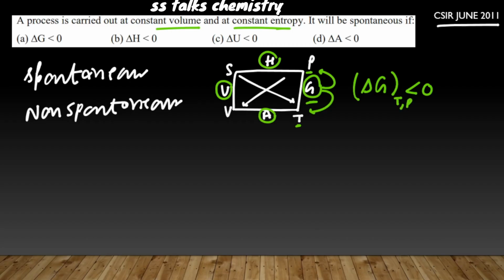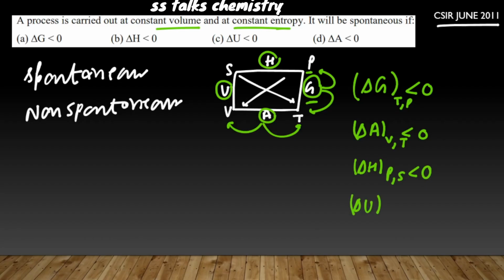Similarly, in terms of the Helmholtz free energy, this is gonna be less than zero if the condition is that on the sides the variables, volume and temperature, are kept constant. Similarly, in terms of the enthalpy, the side variables are pressure and entropy. This is gonna be less than zero if these two are kept constant. Similarly, in terms of the internal energy, the side variables we have are S and V, it is less than 0.